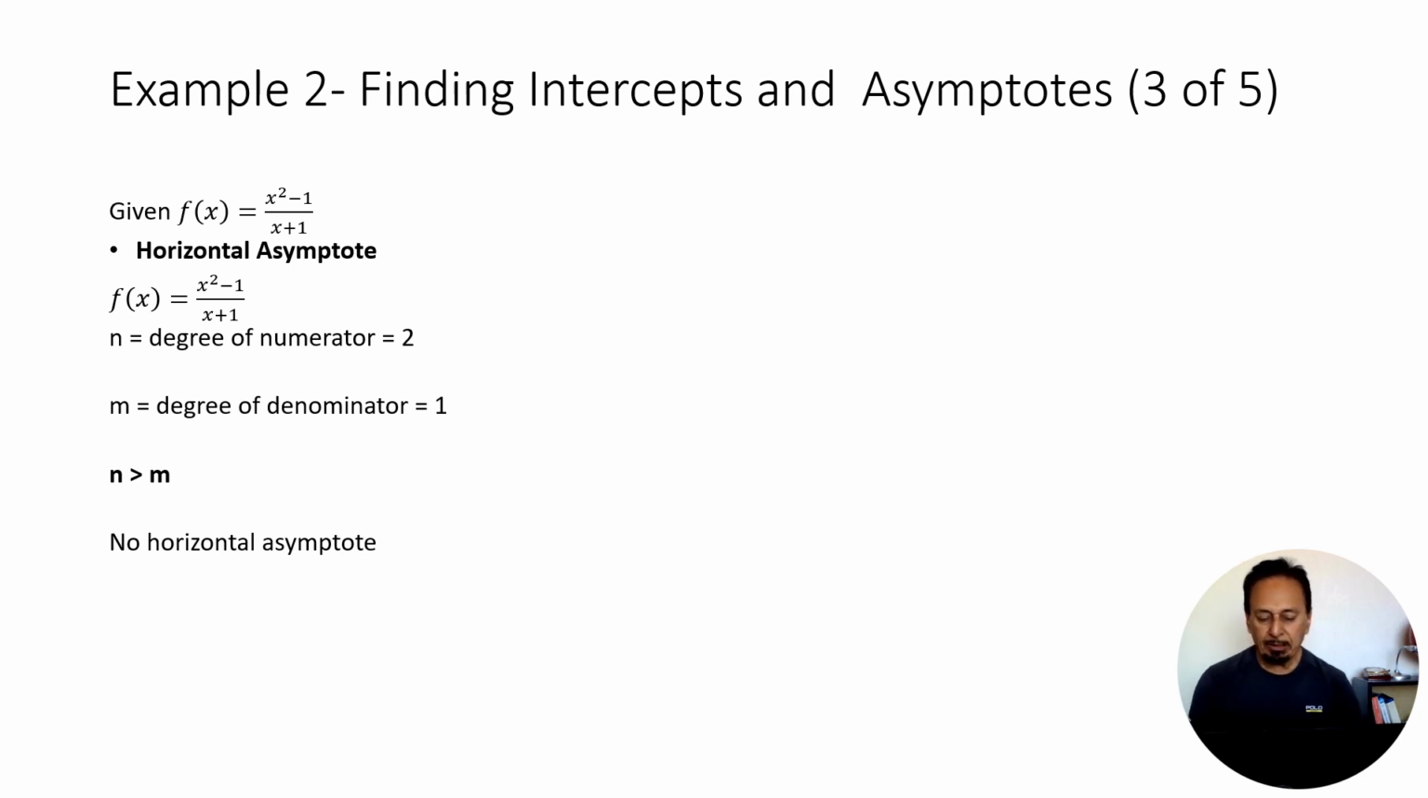Okay, now we try to find the horizontal asymptote. To find the horizontal asymptote, we have to find the degree of the numerator. In this case, n is 2. And m is the degree of the denominator, and that's 1. Now the degree n is bigger than m, and the theory says no horizontal asymptote.